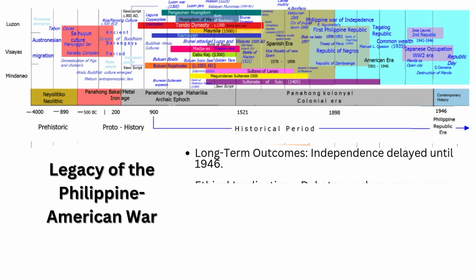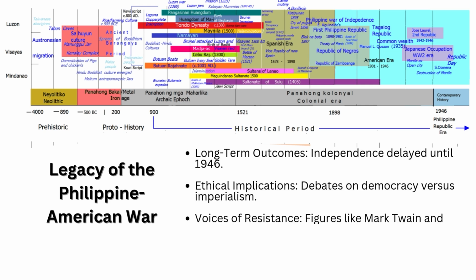The war left a lasting legacy. The Philippines remained under U.S. control until 1946. For many, this delayed independence symbolized the contradictions of American imperialism, a nation built on freedom imposing its rule on others. Figures like Galicano Apacible questioned the morality of U.S. actions, drawing parallels to the American Revolution. These voices remind us of the complexities of power and resistance.